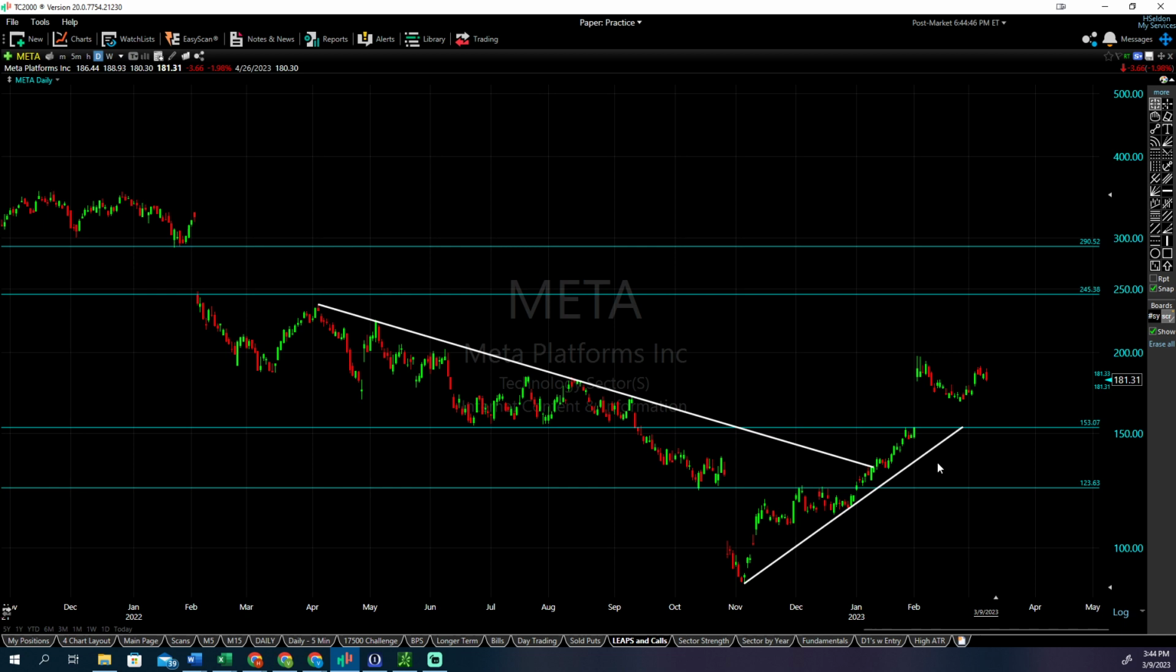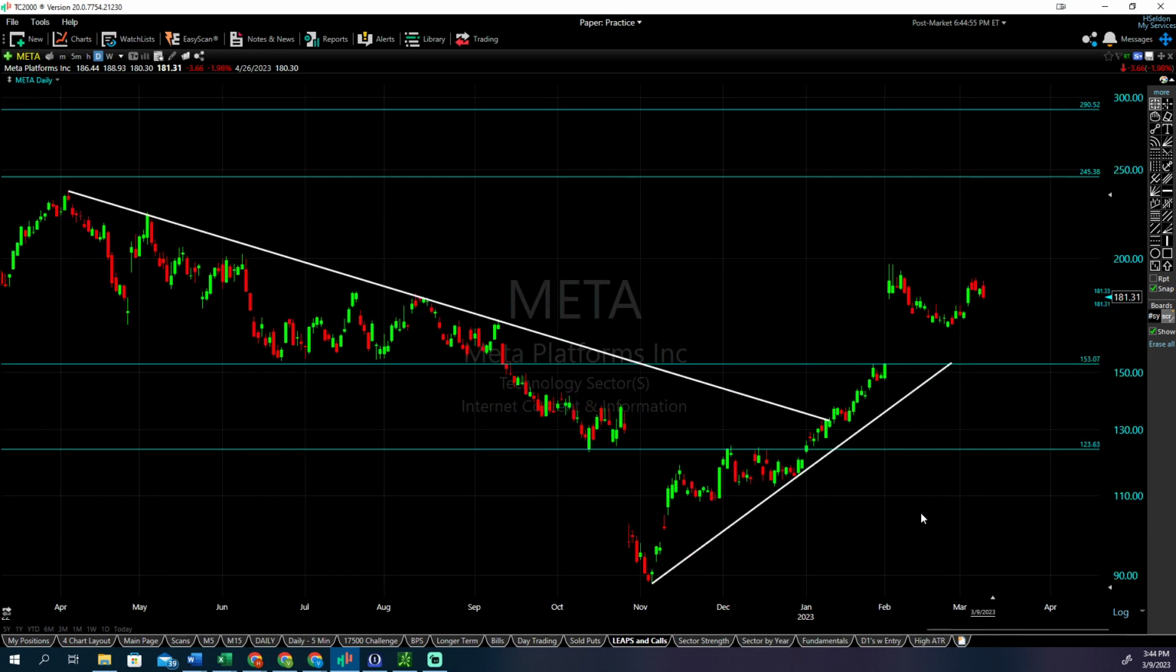So the longer the line, the more touches on it, the more powerful it is going to be for support and resistance. And when you have an ascending trend line like this, it's acting as support. Don't forget, it's going up with the stock. So it's not like it's a stable number. And as long as the stock keeps going up, it's not going to break below that support.